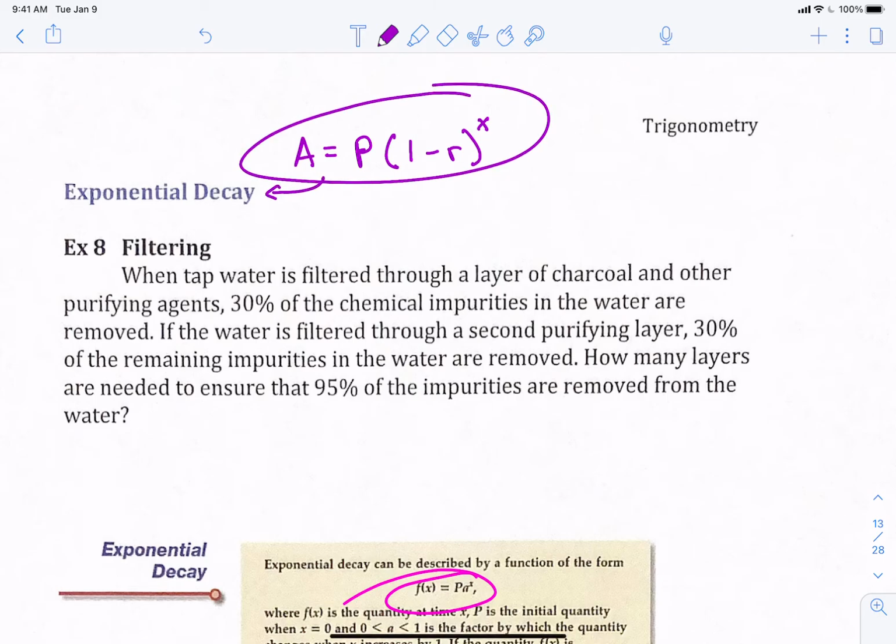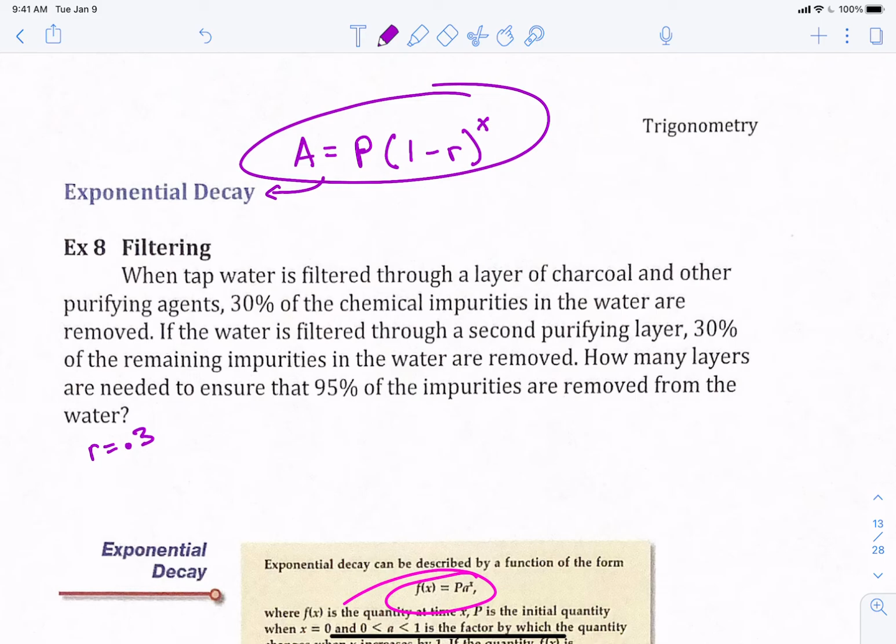Okay. Same as growth, but it's minus R instead of plus R. Okay? When tap water is filtered through a layer of charcoal and other purifying agents, 30% of the chemical impurities in the water are removed. What's 30%? 0.3. That's my R. Okay? That's how much we're removing.